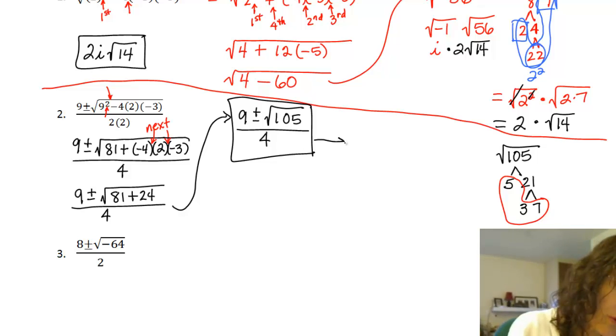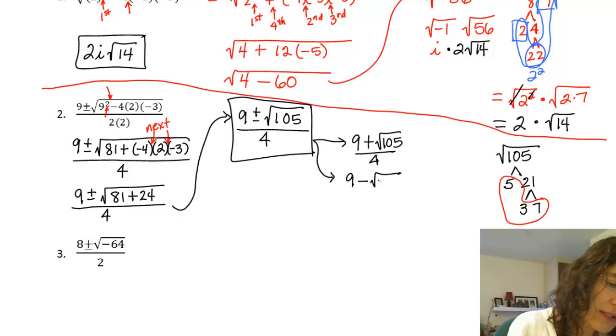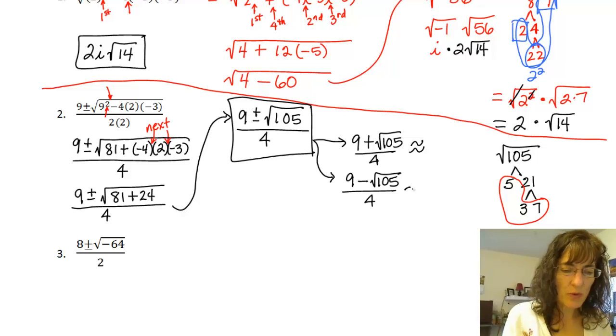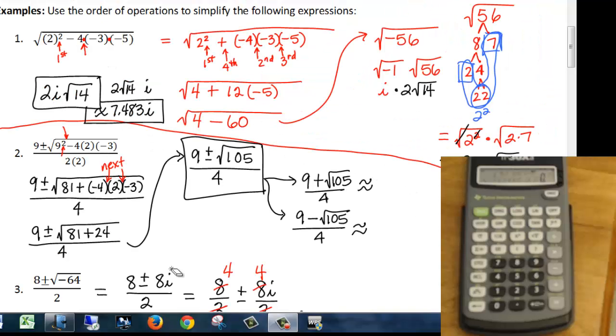Now, remember, though, that when I go to make my decimal equivalent, that I have one expression that is 9 plus the square root of 105, over 4, and one that is 9 minus the square root of 105 over 4. So I have to work out both of those and get two separate decimal equivalents. The square root of 105 has to be done first, and then adding the 9 to that, and then take that whole sum divided by the 4.